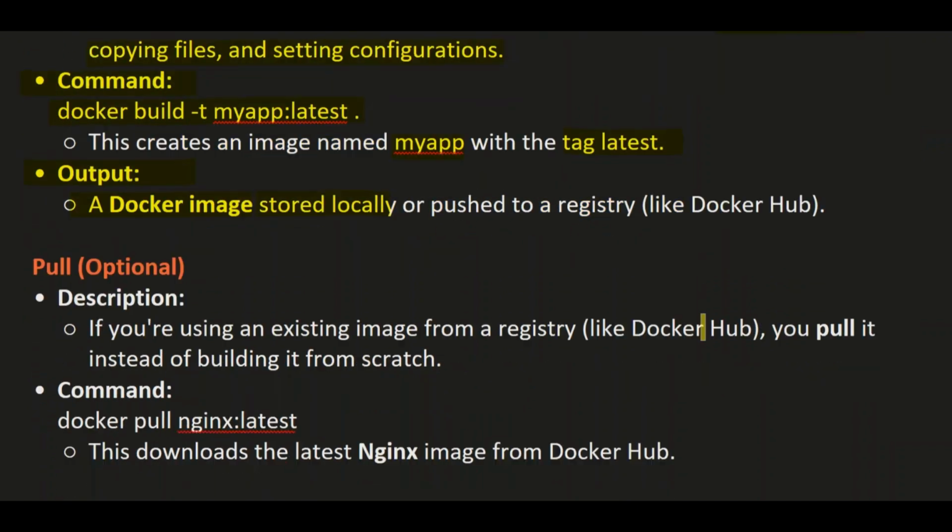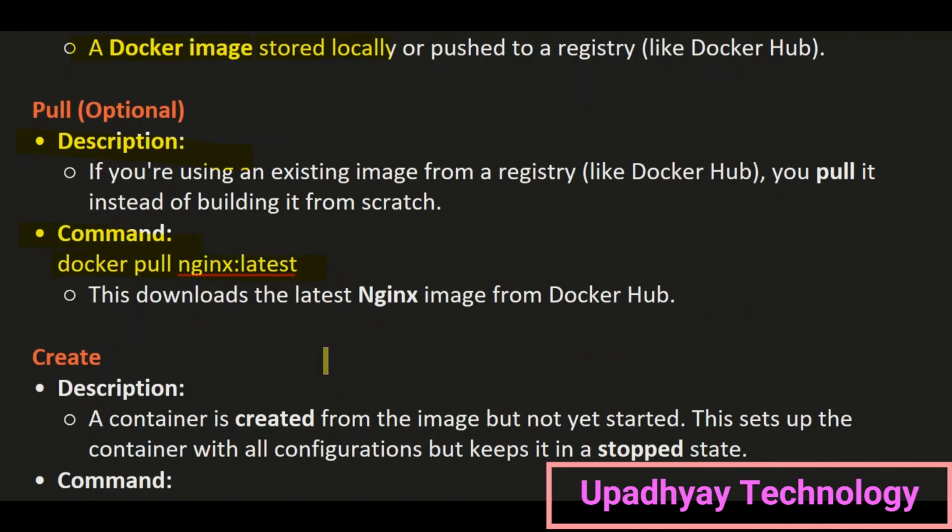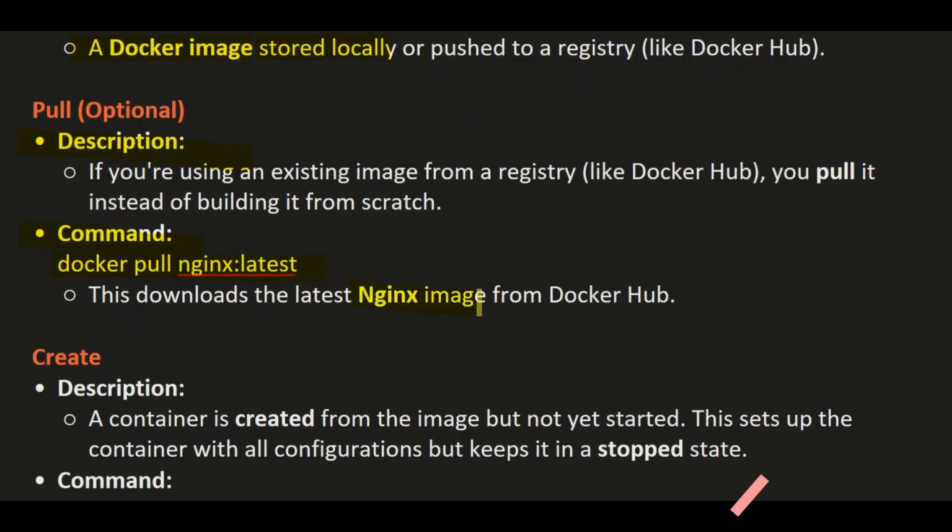Pull (optional). Description: if you're using an existing image from a registry, like Docker Hub, you pull it instead of building it from scratch. Command: docker pull nginx:latest. This downloads the latest nginx image from Docker Hub.